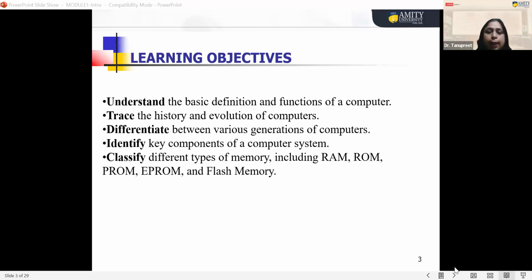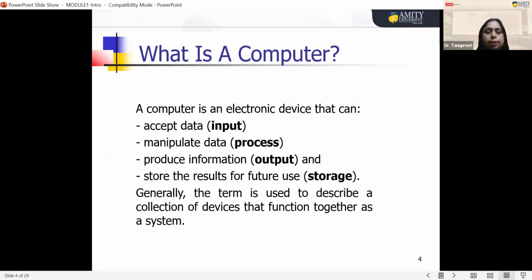So now going ahead, students, I told you that this particular module of yours is basically an introductory module. That means what is a computer, what is the history of computers, and what are the different generations of computers.